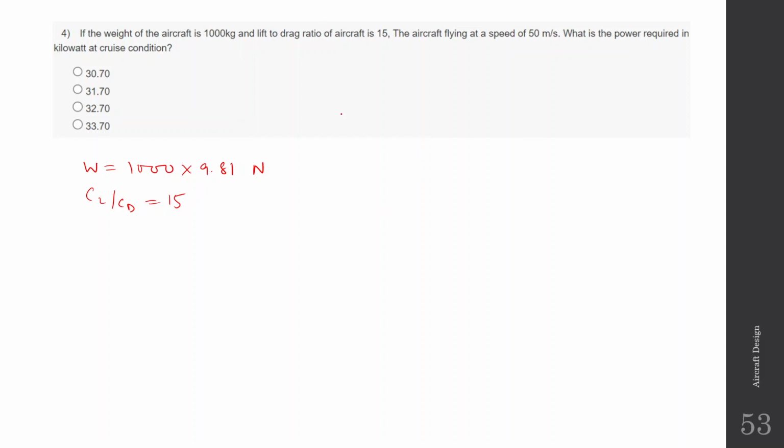So this is the cruise condition. We can find out the thrust. Thrust is weight by CL by CD. So this comes out to 1000 into 9.81 by 15, which is 654 newtons.